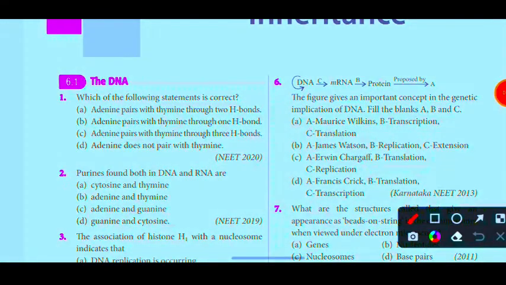The first question is, which of the following statements is correct? Option A is adenine pairs with thymine through 2 hydrogen bonds, and option B is adenine pairs with thymine through 1 hydrogen bond. Option C is adenine pairs with thymine through 3 hydrogen bonds. Option D is adenine does not pair with thymine. This is a NEET 2020 previous year question. The answer for this question is option A.